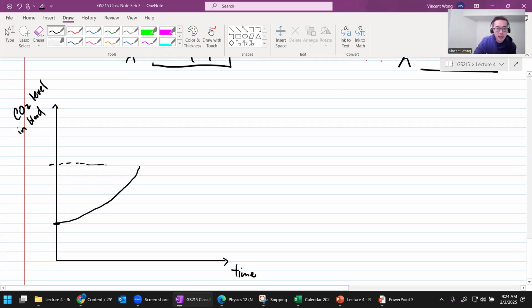And then when you get to a particular threshold, the respiratory center in your brainstem will force you to breathe. So you can't hold it anymore. Then you take a deep breath, and you breathe out all that carbon dioxide. So that's basically what's happening. This is for regular breathing and holding your breath.